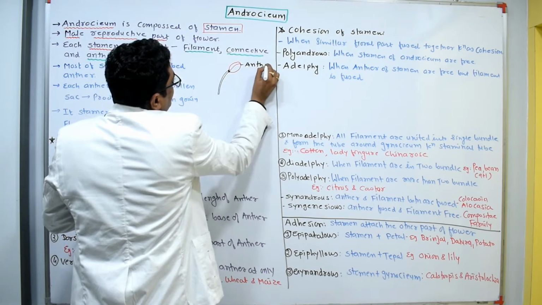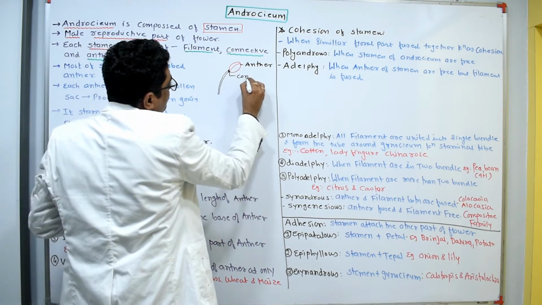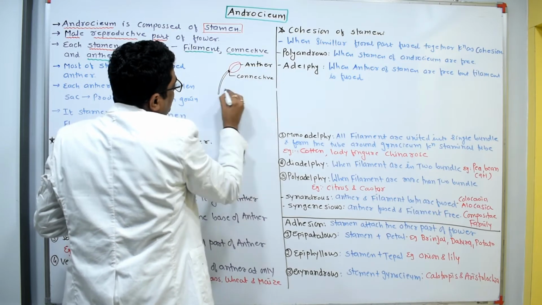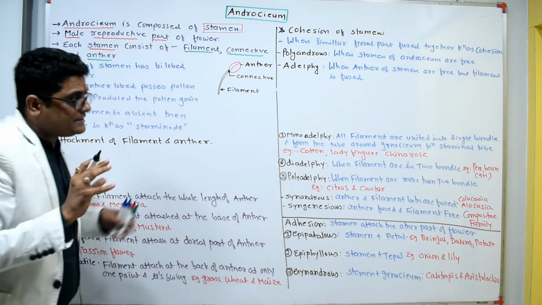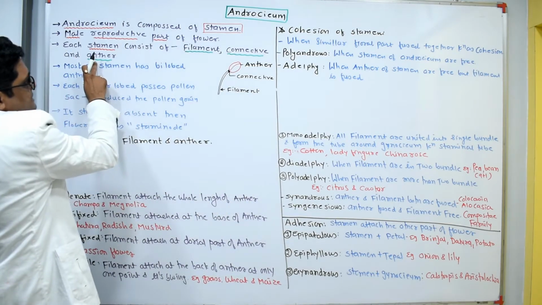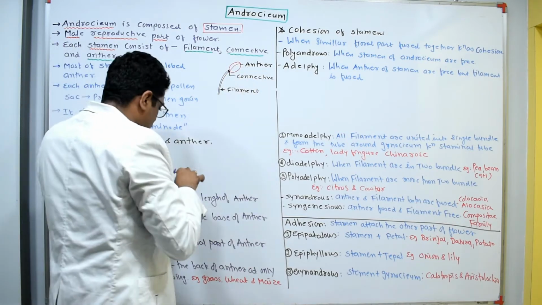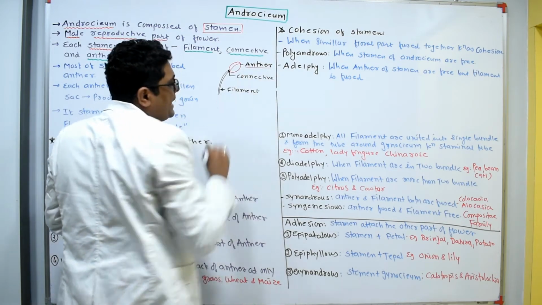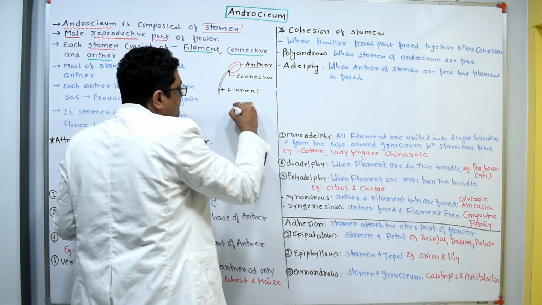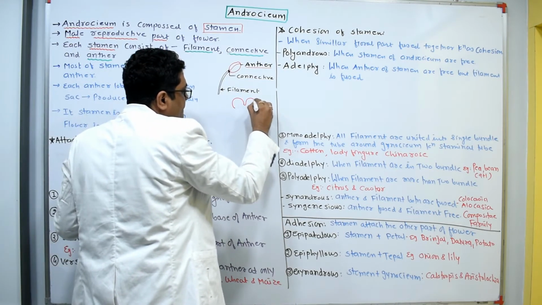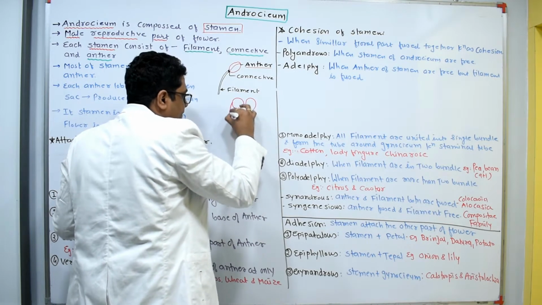In most cases the anther is bilobed. When we take a section of the anther, it looks like this. Inside the anther it possesses the pollen sac. This is the pollen sac, and this pollen sac has the pollen grains.